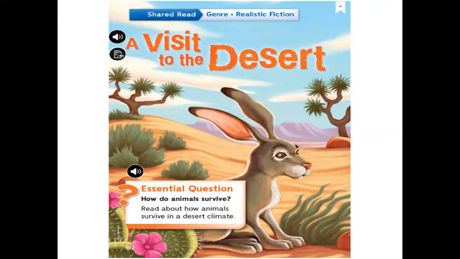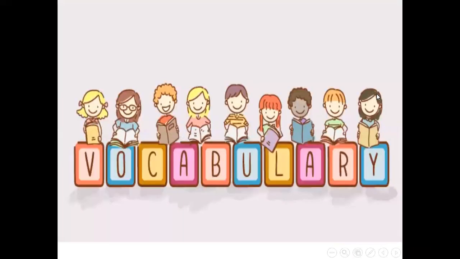The genre of the story is realistic fiction. What's the meaning of realistic fiction? It's a story that could happen in real life. It has characters that could be real people.